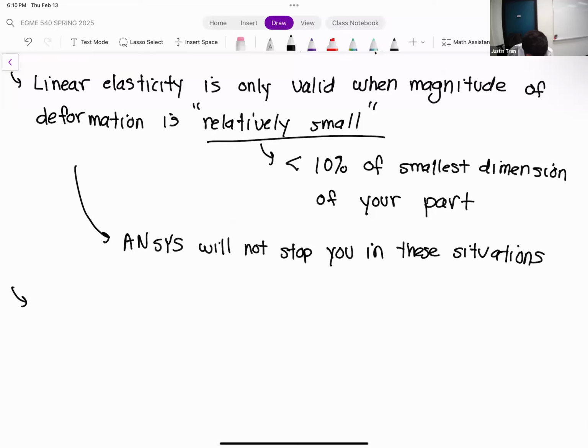So far, we've only gone over isotropic linear elasticity, which is material that has the same properties in all directions. Of course, not every material is like this.